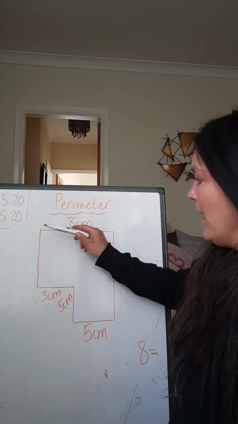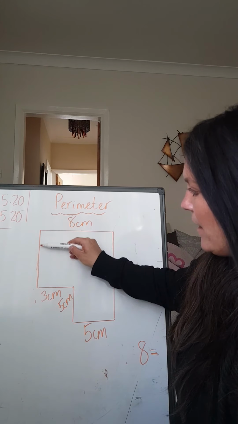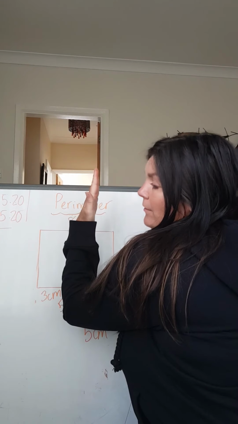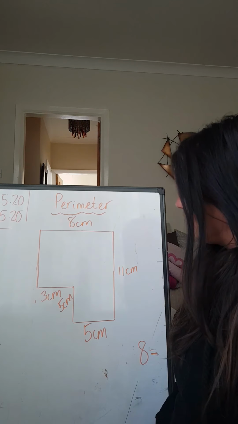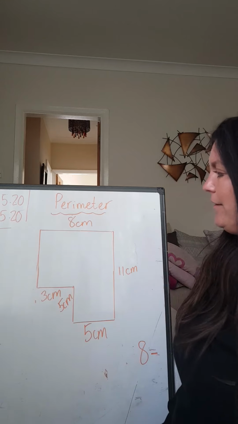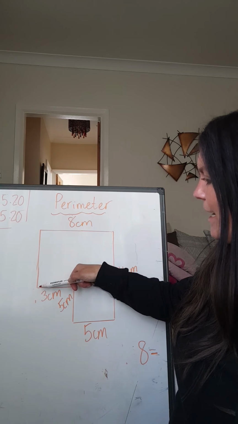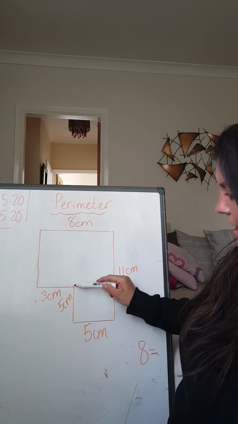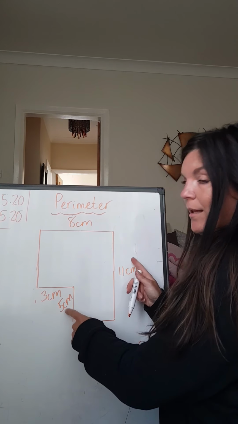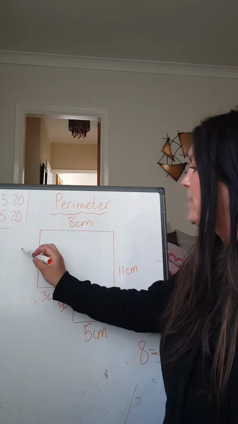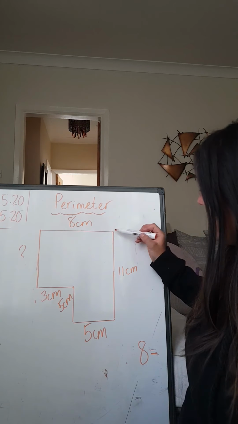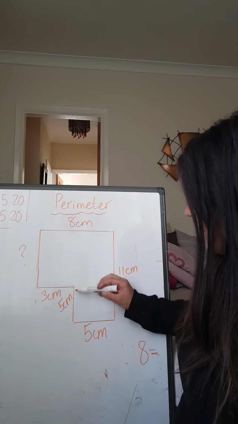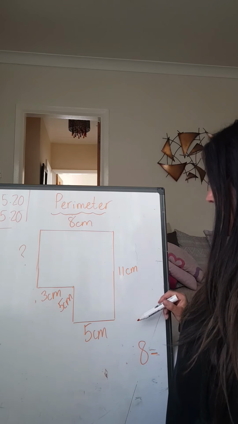So I need to look for the lines that are going this way, that are traveling down or traveling vertical. Vertical means when it's standing up, as opposed to horizontal, which means lying flat. So I'm looking for the other vertical lines. I've got a vertical line here. I've also got a vertical line here. So those 2 lines are going to tell me the information I need to work out the mystery side. Okay, so this whole side is 11, and this bit is 5.